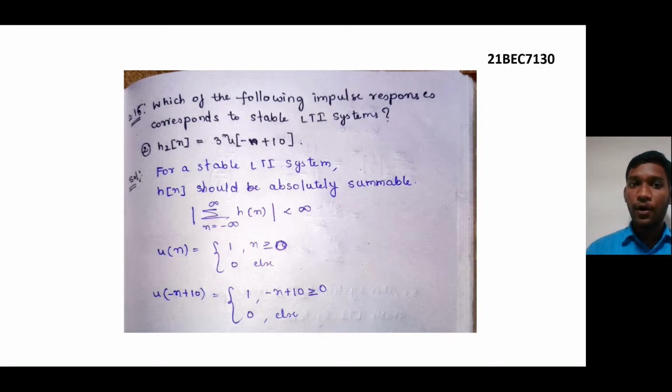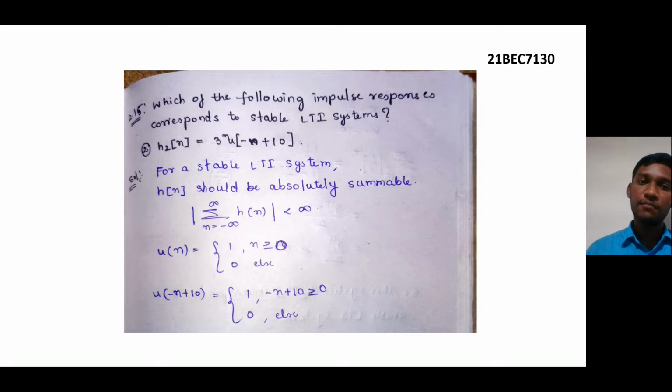That means the sum from n equals minus infinity to infinity of mod h of n should always be less than infinity. Now we know the properties of the unit step function: u of n equals 1 when n is greater than or equal to 0, and the value of u of n is 0 in any other condition, that means n less than 0.